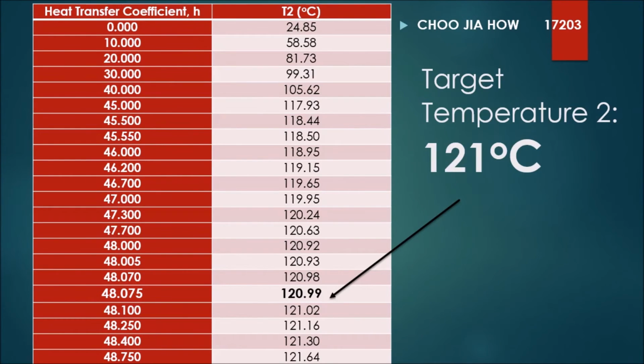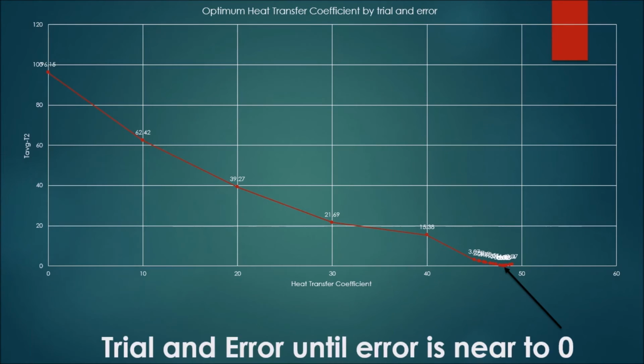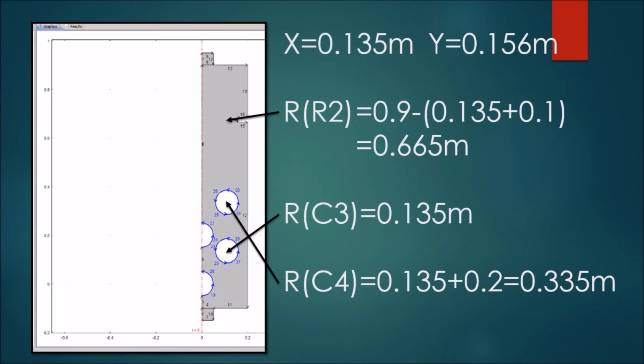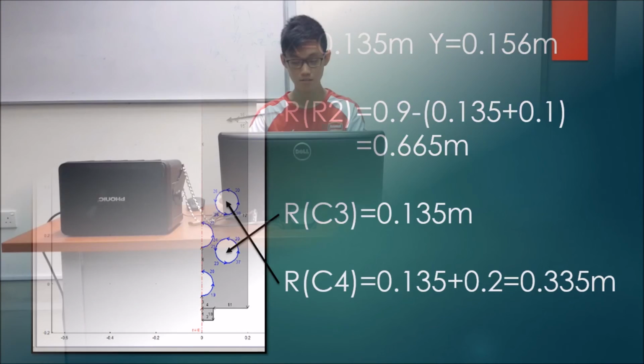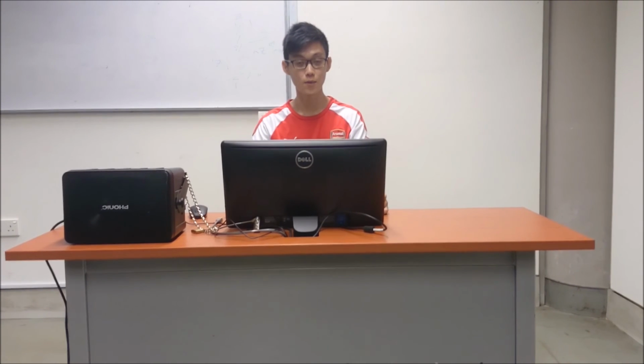Last but not least will be Chu Jiahao's part, where he needs a heat transfer coefficient of 48.075, and this is the graph which he got for the optimum heat transfer coefficient by trial and error. This is the diagram for his part, where x is equal to 0.135 meter and y is equal to 0.156 meter. Okay, now I'm going to talk about the conclusion.